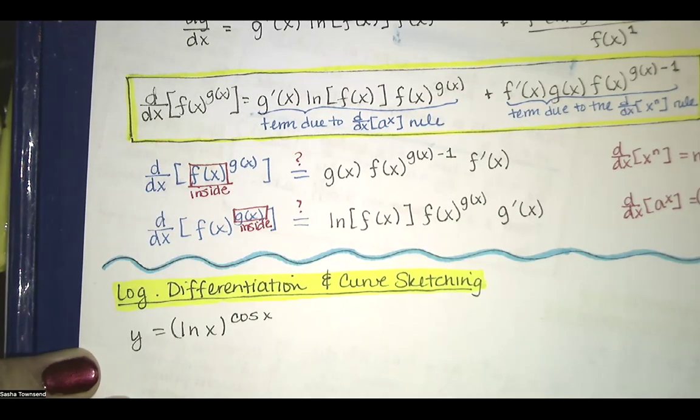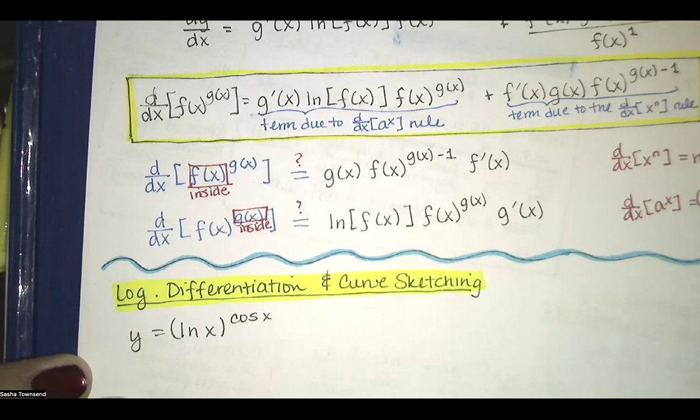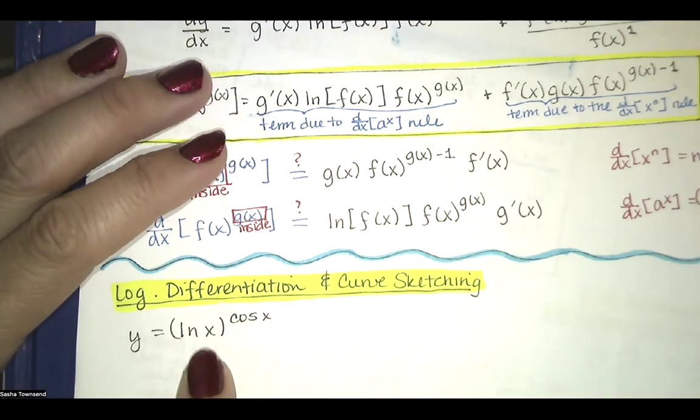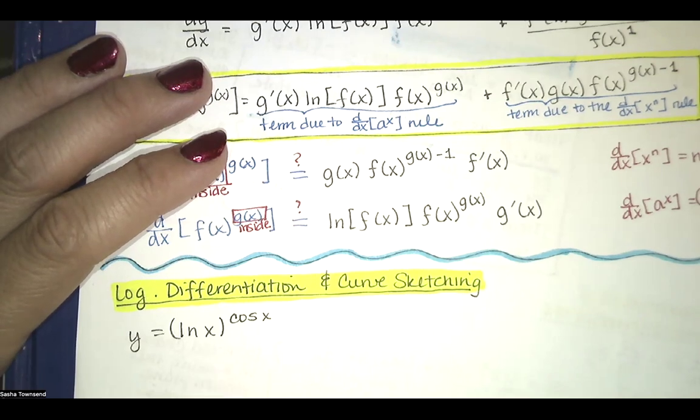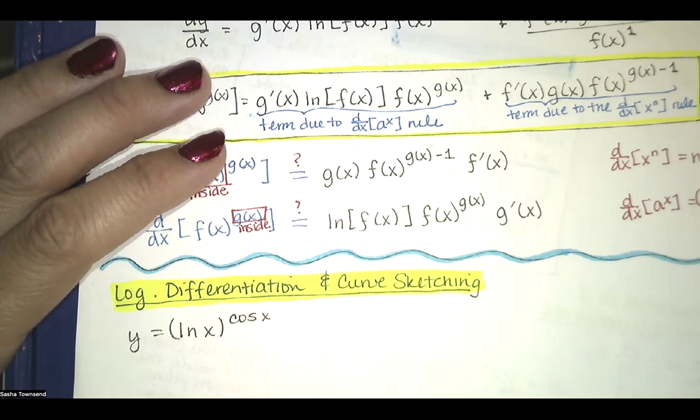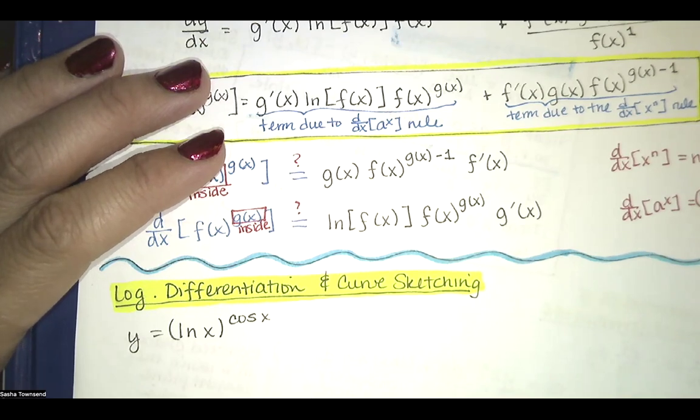Now, before I sketch any curves, I always want to think about the domain of the original function. Typically, if I have a logarithm in my function, I want to make sure that whatever's inside the logarithm is positive. If I have even roots in my function or rational exponents, I want to make sure I am not taking the even root of a negative number. So don't take the square root, the fourth root, the sixth root, any even roots of negative numbers. And we also don't want to divide by 0. Now, there's no division, so we don't have to worry about that.